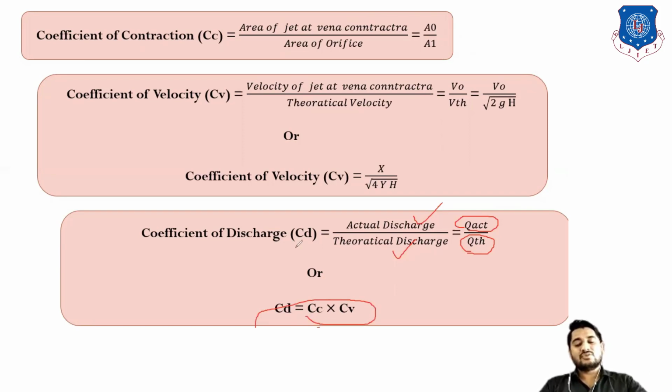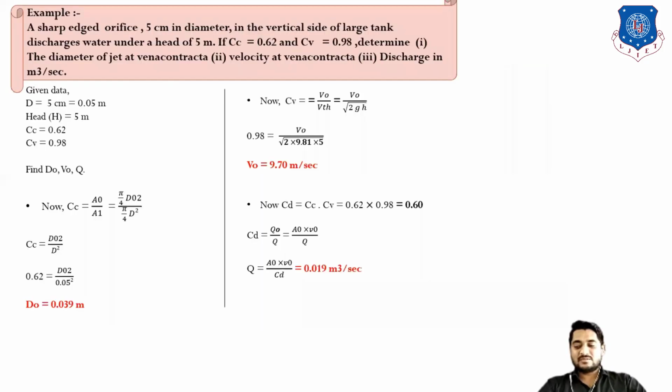So students, you have to remember all these three equations. Basically, the coefficient of contraction, that means area at vena contracta divided by area of orifice. CV, that means velocity at vena contracta divided by theoretical velocity. CV can also be represented by X divided by under root 4YH, and the last one, CD, is equal to Q actual divided by Q theoretical, or CD is equal to CC into CV. Clear? Now let us solve one example based on it.